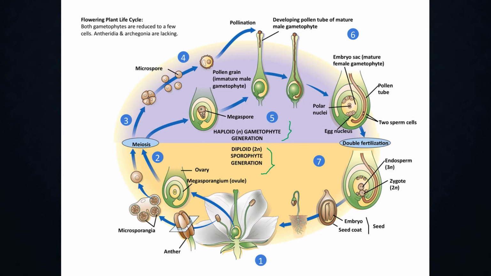And remember, both gametophytes are highly reduced to a few cells only. Okay, let's complete the process. Now we have other concepts that are slightly related to this. Let us have a look at apomixis and polyembryony, and with that we'll be completing this particular concept on reproduction.